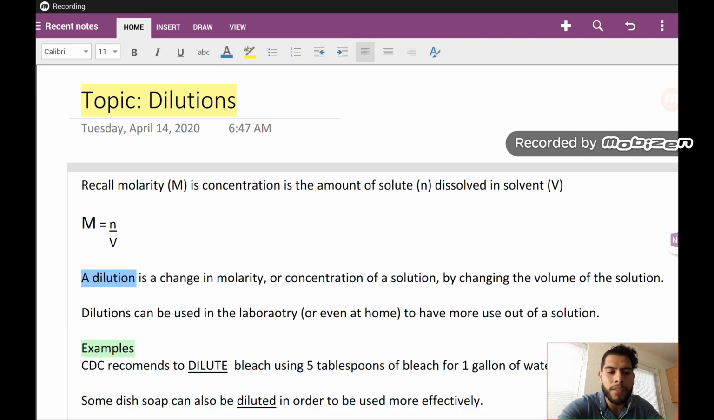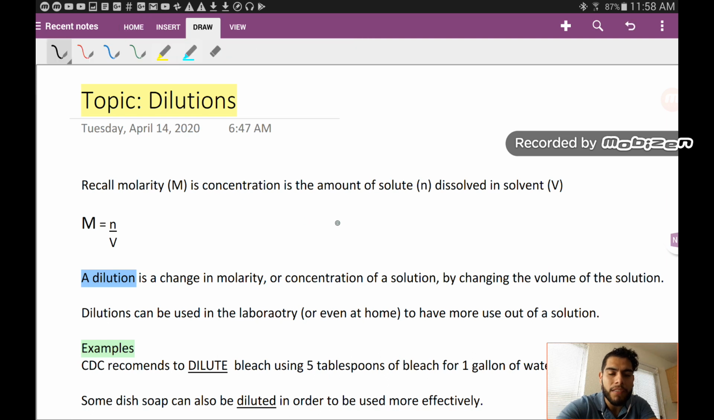Today I bring you the topic of dilutions. This topic is fairly simple. So recall, molarity is concentration, the amount of solute dissolved in solvent. Molarity is capital M, n is number of moles, V is the volume of the substance. Okay, so that's just from the week before.